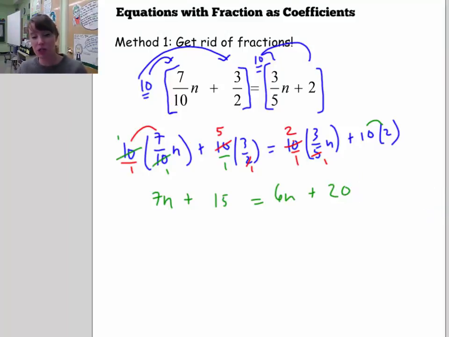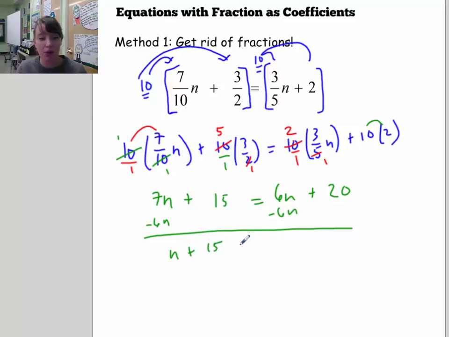Now, because I chose 10 to be a multiple of all the denominators here, I'm left with an equation that is a very simple equation to solve. So I can go ahead and solve these equations the way that we did for the equations yesterday. So n is equal to 5, okay? And again, I can go through and check this if I wanted to, but in the interest of time, I'm not going to do that. Okay, that's method number 1.